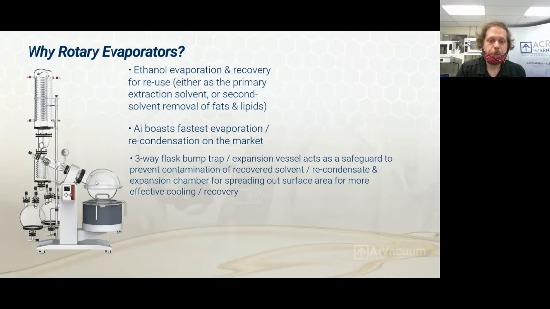So we have a three-way bump trap / expansion vessel. That's what you'll see here between the condensers and the boiling flask. And that acts as a safeguard to prevent contamination of recovered solvent or in general recondensate, depending on whether that's your desirable or simply your solvent that you're recondensing. And so if you overboil in your boiling flask, then it would essentially provide a place to reflux before you would contaminate your solvents or your recondensates. And it also acts as an expansion chamber for spreading out the surface area for more effective cooling and recovery of your solvents.